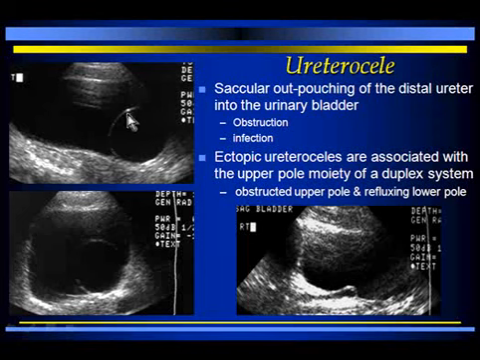You can see part of the ureterocele here. You can see the ureterocele here on this transverse image of the bladder. These result in obstruction of ureters. They can result in stasis of urine, which results in infection.